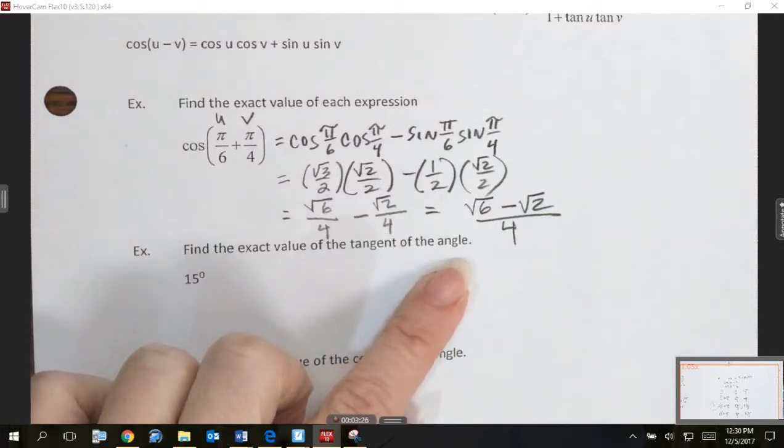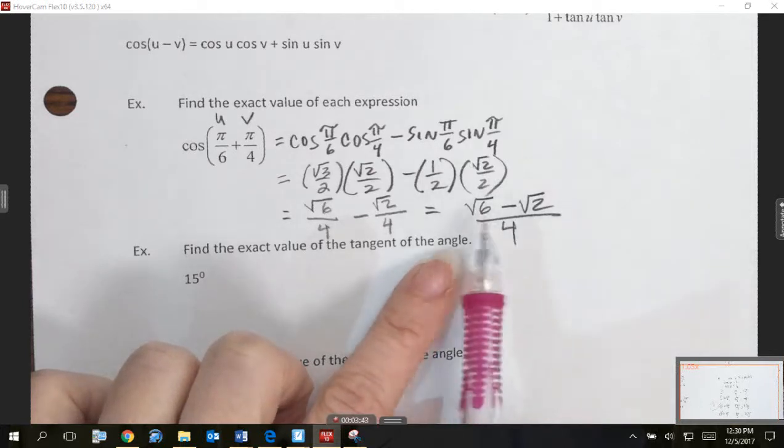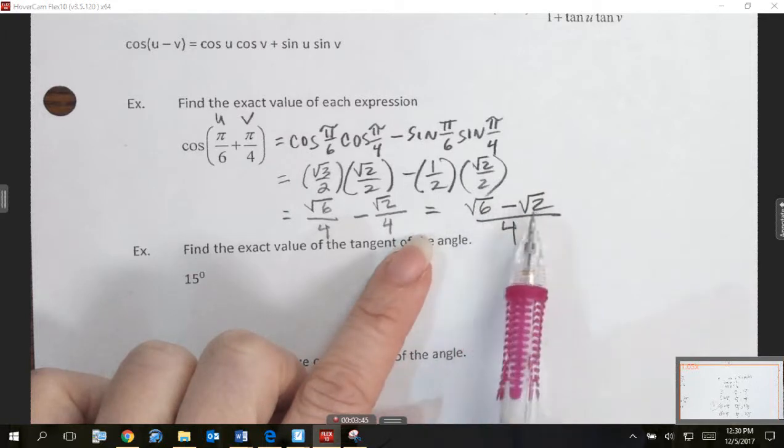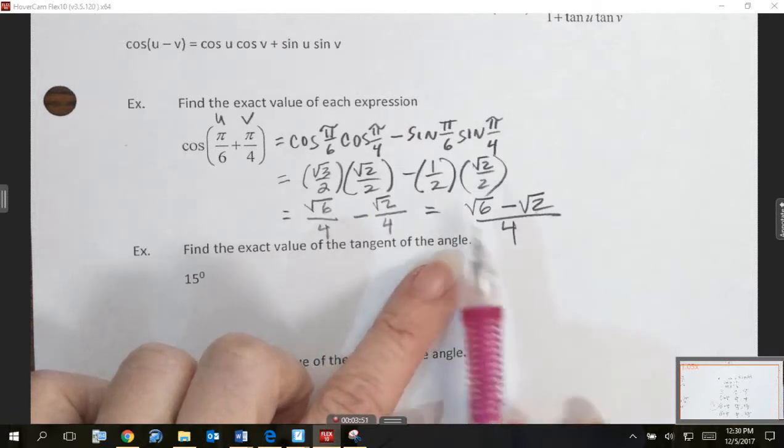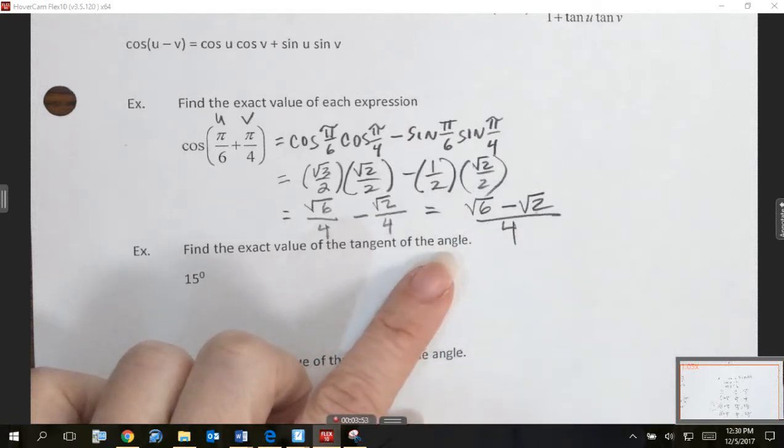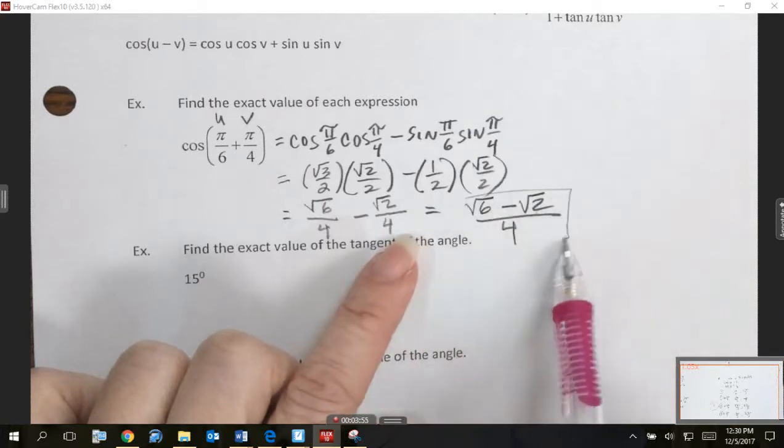Now, can I subtract the square root of 6 minus the square root of 2 and get a square root answer? Why not? They're not the same radical. They're not the same square root. And in order for these to be like terms, they have to be the same square root. I can explain why if you really want to know, but basically, if they're not the same square root, you cannot subtract them. So this is our answer. That's it.